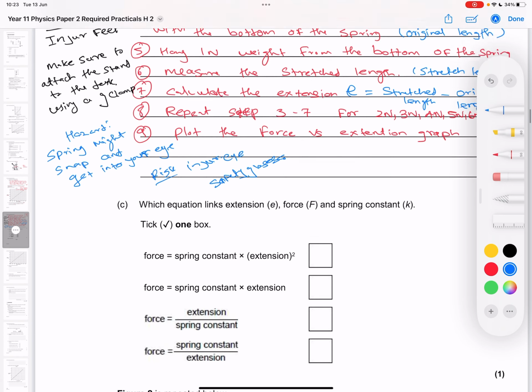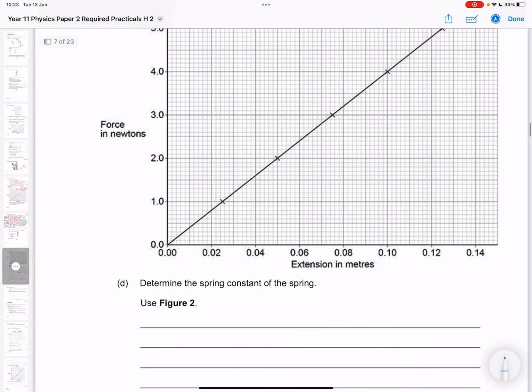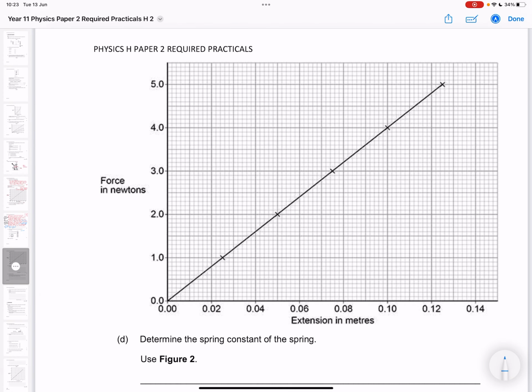Okay, right. So another equation they are asking: force is equal to spring constant times extension. Luckily for you, they will give you this, so that is an easy mark. Now they are asking you to determine the spring constant. So force is equal to spring constant times extension, so K is equal to F over E. Force is on your y-axis and extension on your x-axis. So if you find the gradient, that is going to be your K.